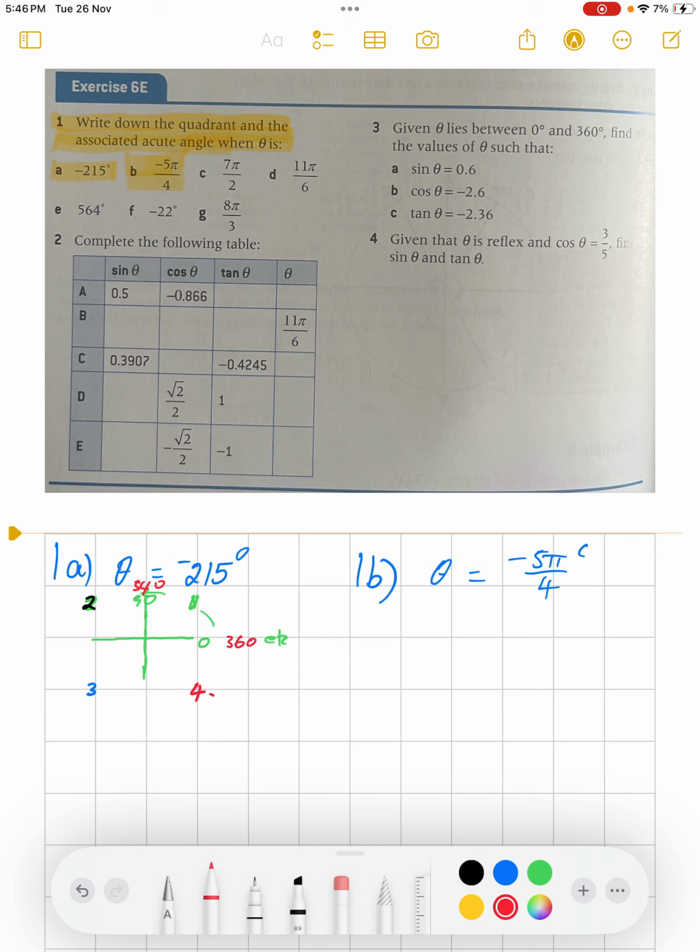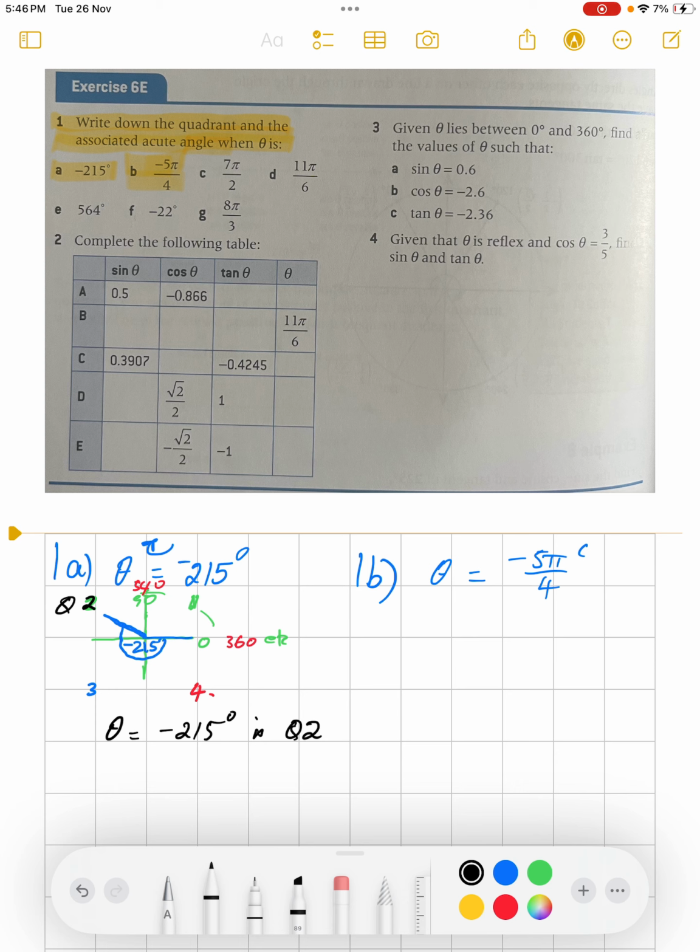Well, let's start at negative 215, and let's draw it. If we start at 0, negative is in the clockwise direction. So if we go around 90, around 180, and we've got another 35 degrees to go, we end up in this position, that is about negative 215 degrees. We end up in quadrant 2. So theta equals negative 215 degrees is quadrant 2.